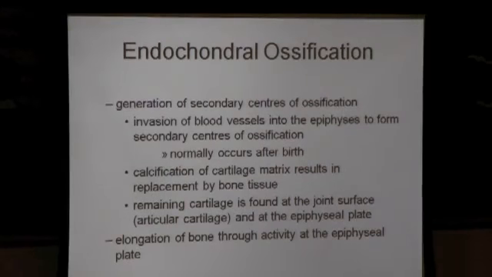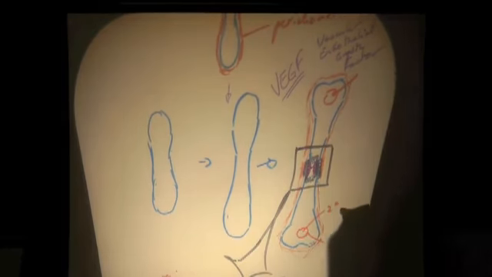Okay, so let's go back to the drawing. As I mentioned earlier, eventually we'll have a blood vessel invading into this region and into this region to form the secondary centers of ossification. This is secondary, whereas this is the primary center of ossification.